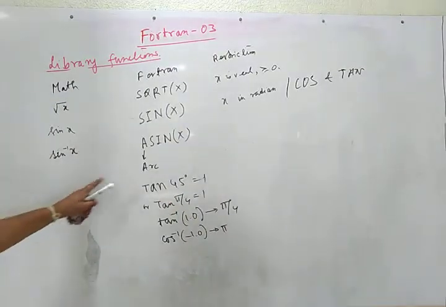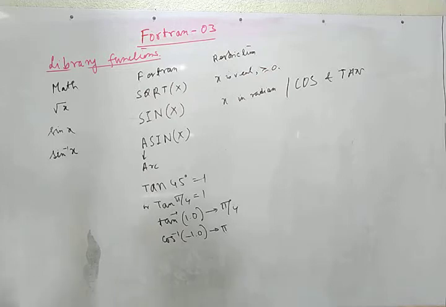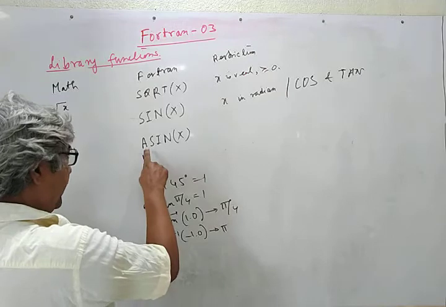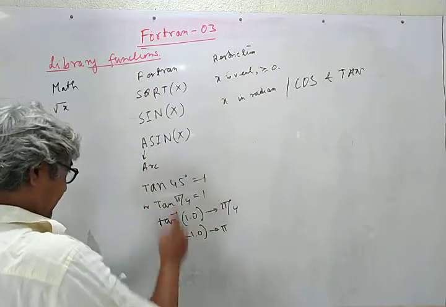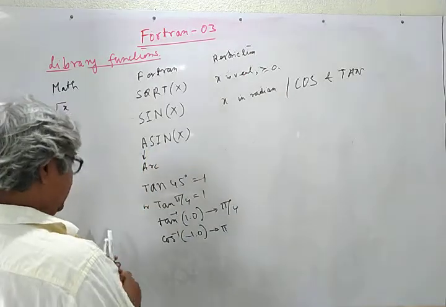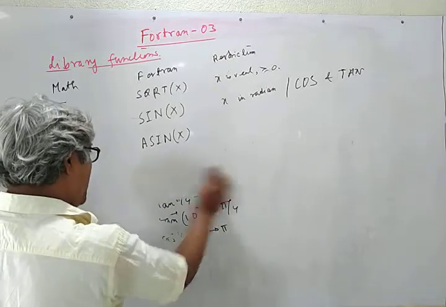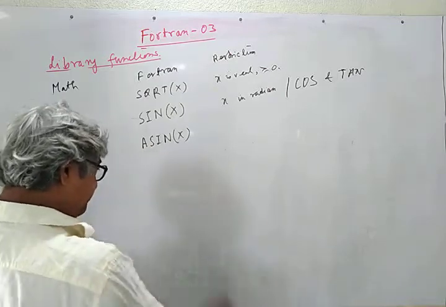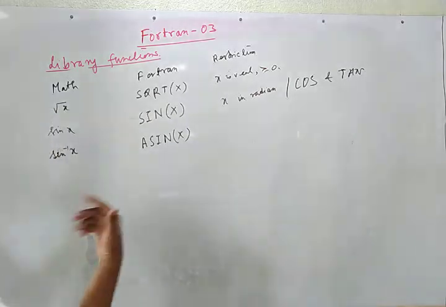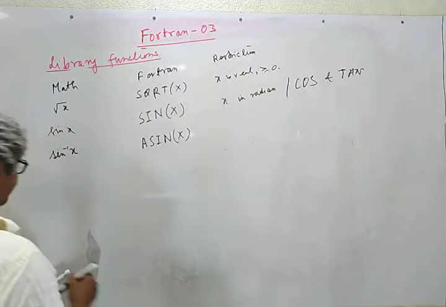So these are the utility of the inverse trigonometric functions. They are again acos, atan, etc. This is a very important way of calculating pi. You need not give the approximate value of pi. It will be calculated within the program.